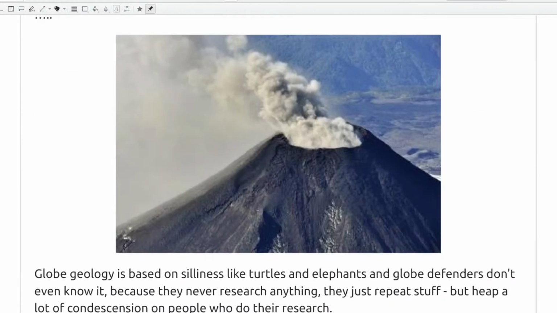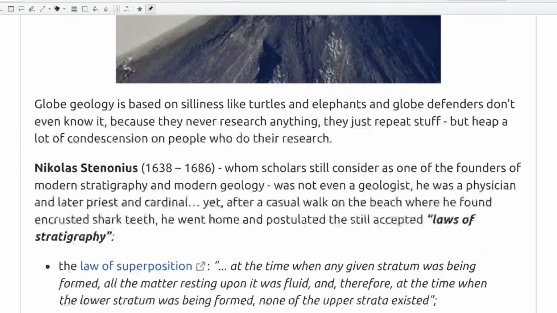Globe geology is based on silliness, like turtles and elephants, and globe defenders don't even know it, because they never research anything. They just repeat stuff, but heap a lot of condescension on people who do their research.